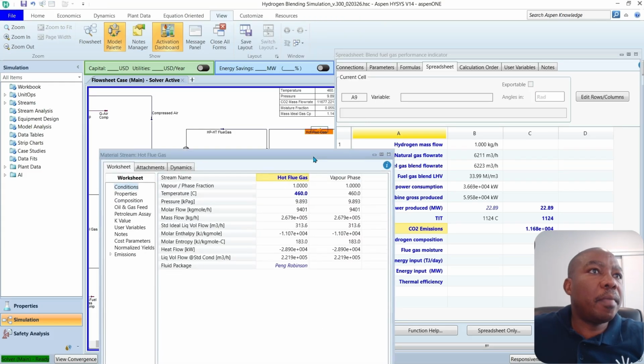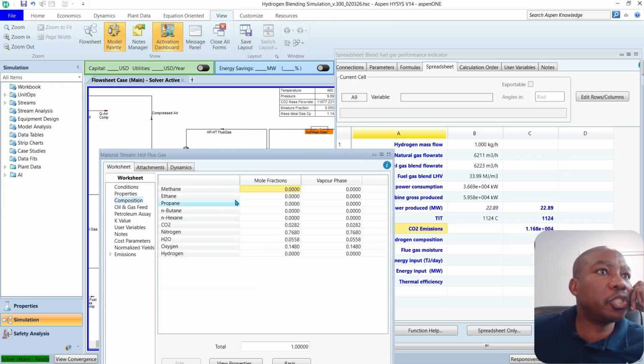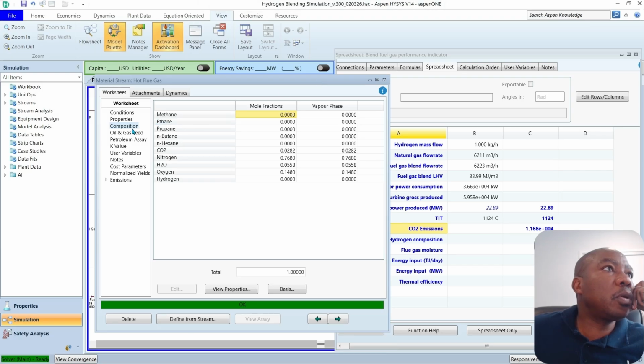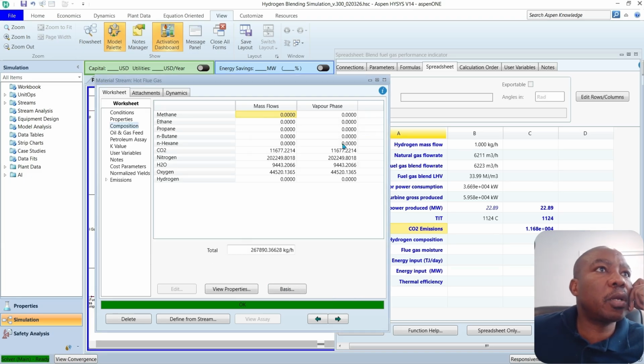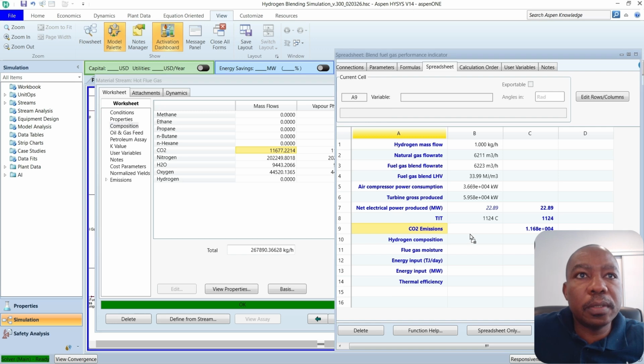We're going to track how much carbon dioxide comes out after we've put in the hydrogen. So you come to the compositions, but you can see the basis here is mole fraction, but you can change it. You can come to this here and change the compositional basis to mass flow. Once you change that to mass flow, you can close it and then come to CO2. You see that? That's our 11,677 kilograms per hour. You click and then drag and drop it here, okay?